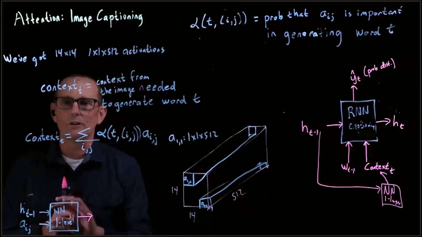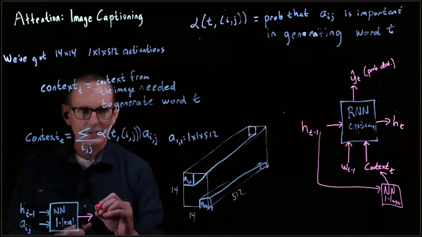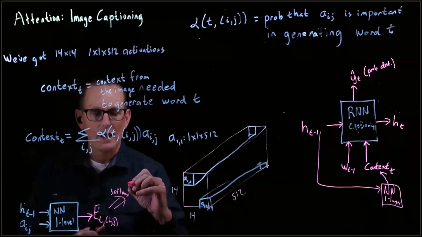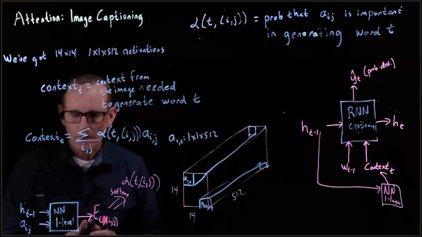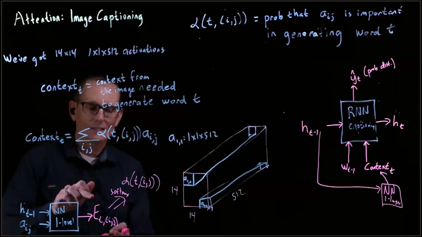So it's giving us something inside here. What's it giving us? Alpha. It's giving us alpha almost directly, right? It's actually going to give us energy of t, comma, i, comma, j. And we're going to feed that through softmax, and that's going to give us alpha sub t at i, comma, j. So we call this neural network 196 times. We get all these 196 E's, and then we throw them all in a softmax. That gives us our probabilities.